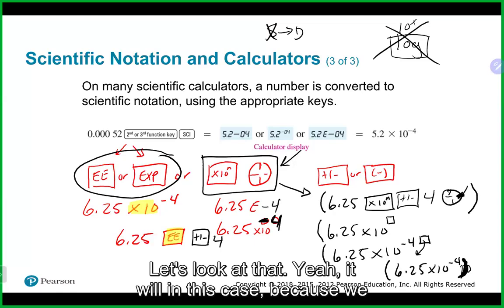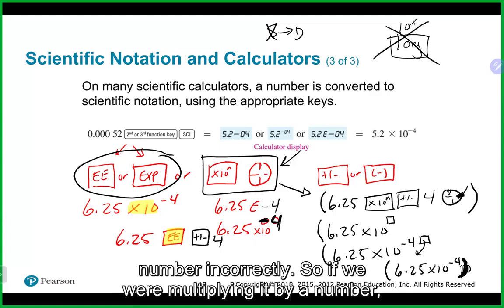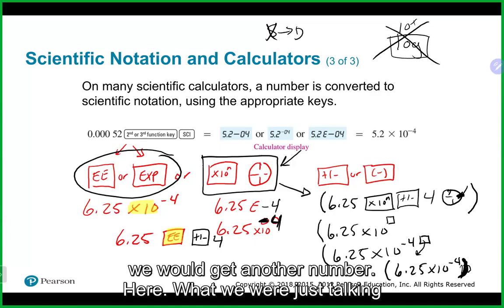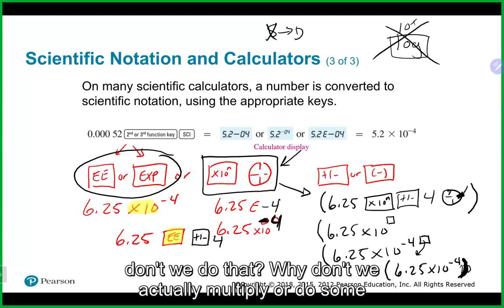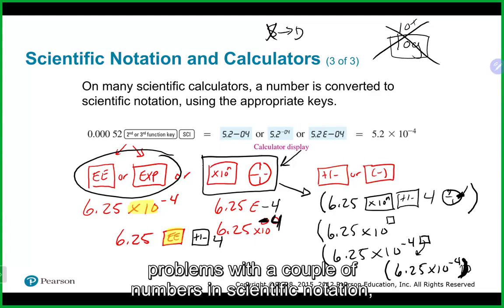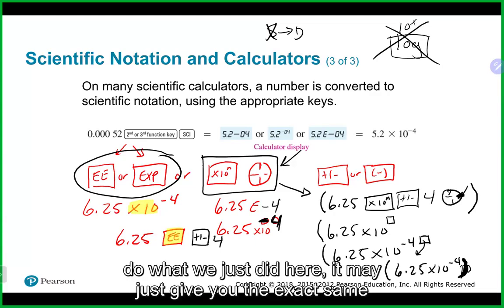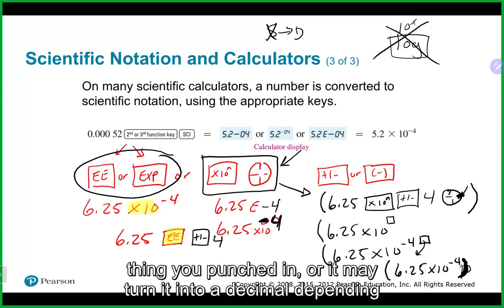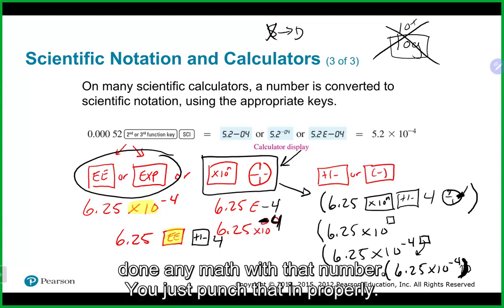Yeah, it will in this case because we didn't really do any calculation. We just punched the number incorrectly. If we were multiplying it by a number, we would get another number. What we were just talking about is how to properly punch it in. So why don't we actually multiply or do some problems with a couple of numbers in scientific notation just to make sure you punch it in correctly. If you do what we just did here, it may give you the exact same thing you punched in, or it may turn it into a decimal depending on the number. But you haven't really done any math with that number. You just punched that in properly.